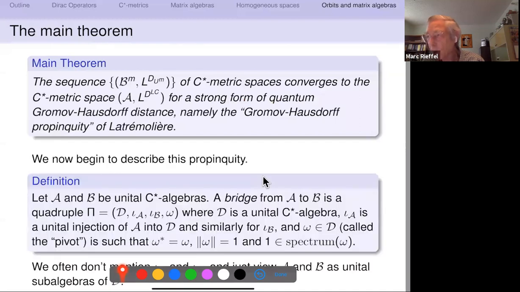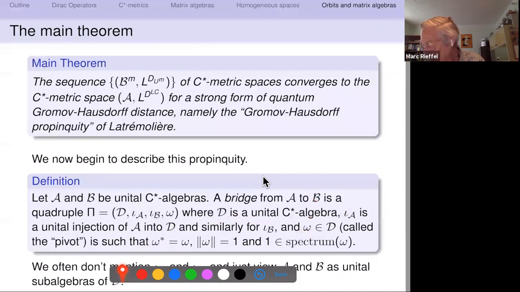So let me just sketch a little bit how that goes, since I see I have some time to do that. And again, this is complicated, but this will give you some feeling for how this works. So let A and B be unital C star algebras, and of course I'll be applying it to the situation where A is functions on the coadjoint orbit and B is these various B^m's, but just the general definition. So given two C star algebras, a bridge from A to B is a quadruple consisting of a unital C star algebra D, and these i_A, that's going to be a unital injection of A into D, and similarly for i_B.